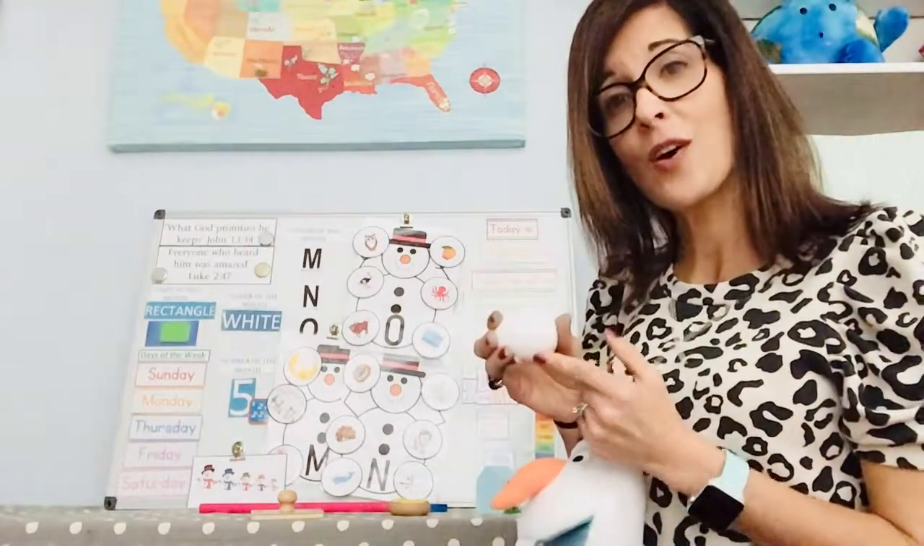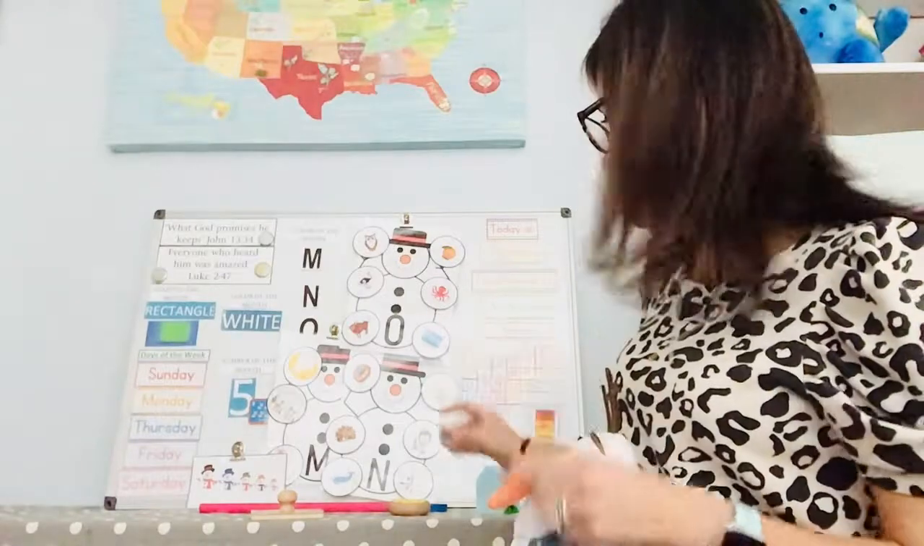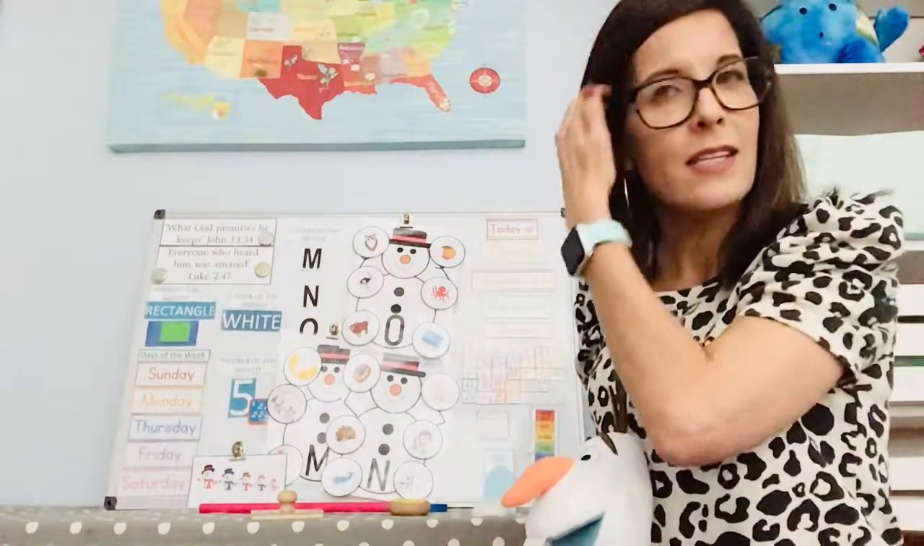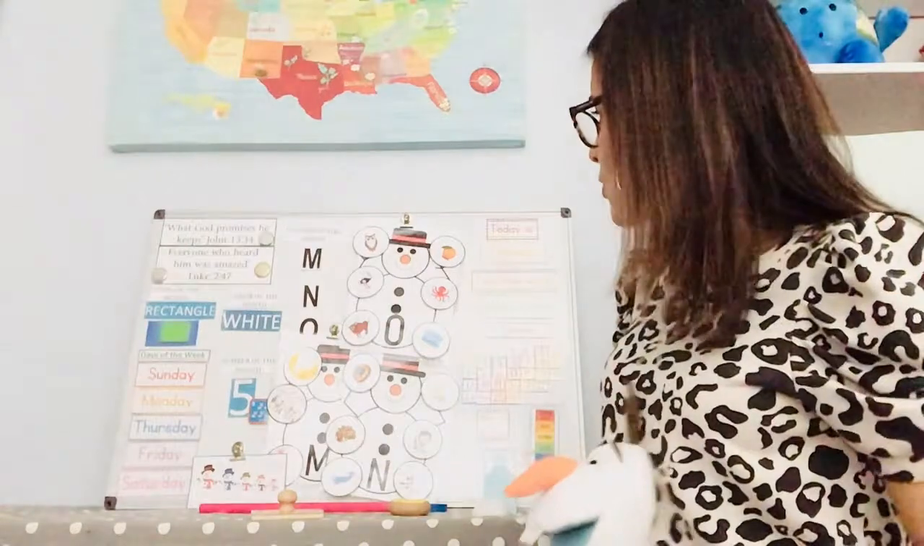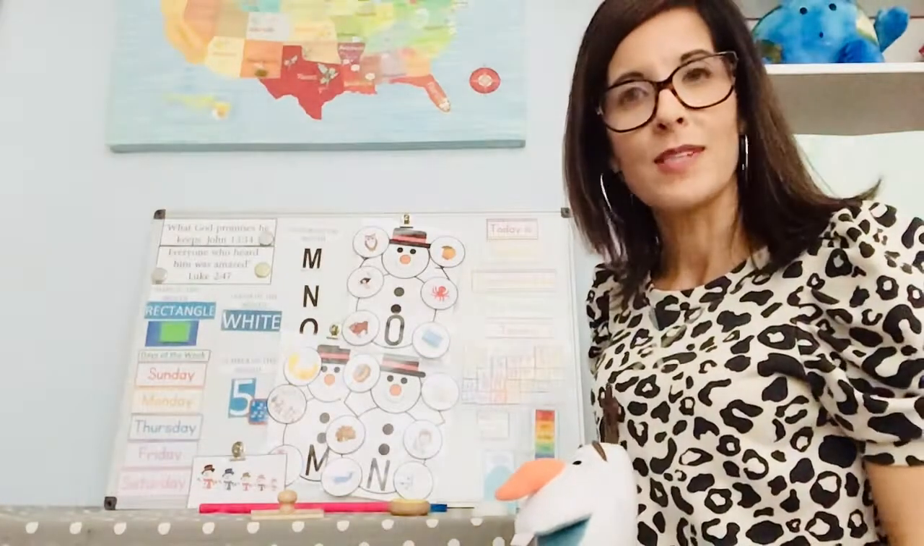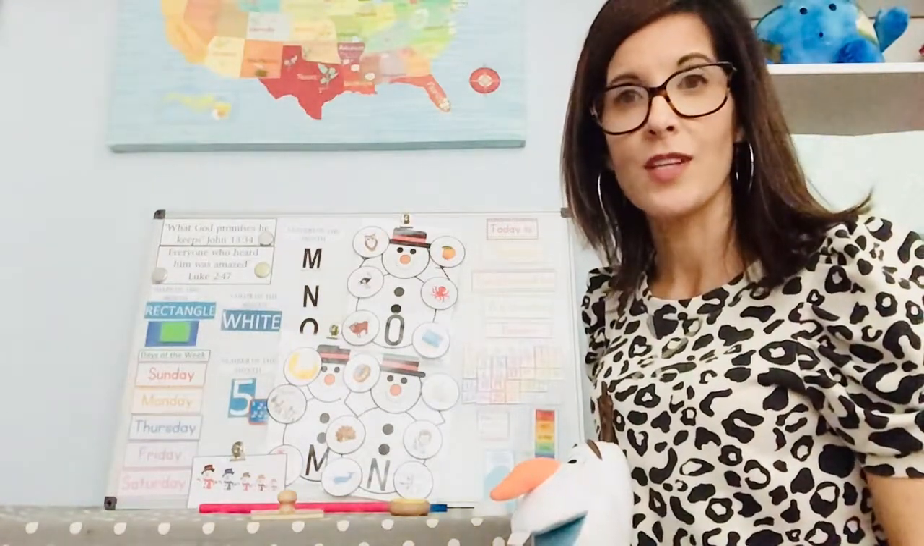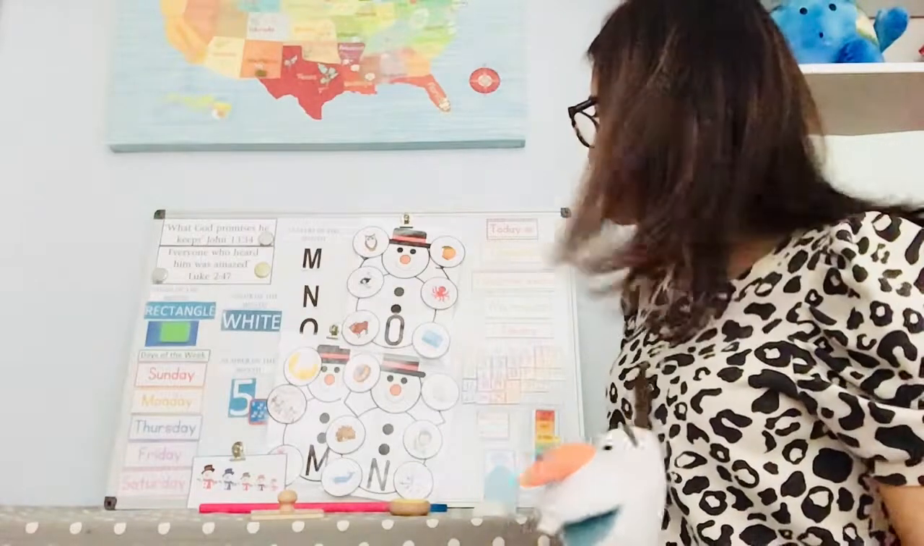Some eggs are white and some are brown. Snow is white. There's so many different things that are white. You guys can come up with some and have your mommies and daddies share them with us. We'd love to hear from you guys.